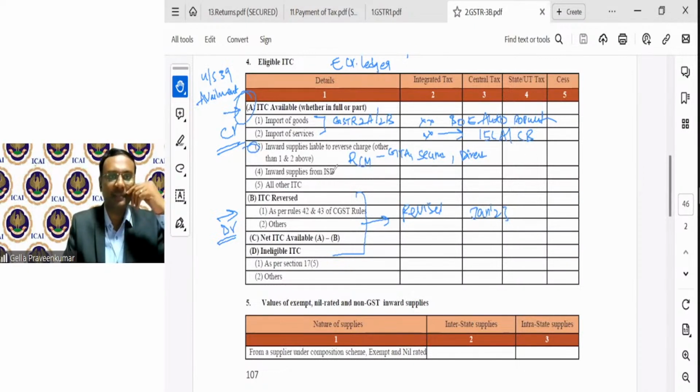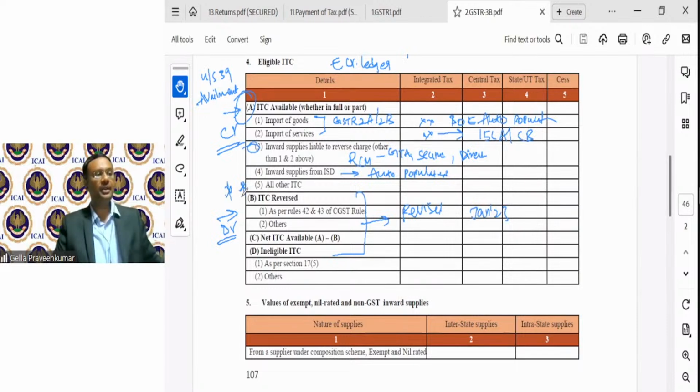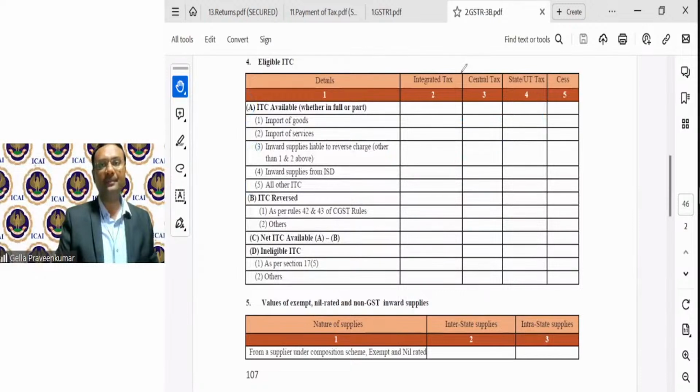Then ISD, based on your GSTR-6, this is auto-populated. You need not do anything. You can just avail this particular credit. Then all other ITC. Now, on this all other ITC, let me come to my PowerPoint presentation to explain more on this 4A5. Or I'll explain here.